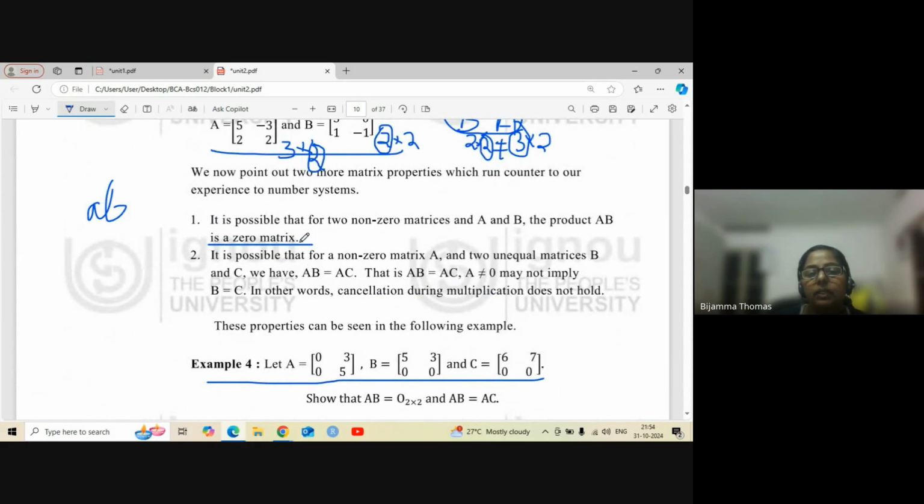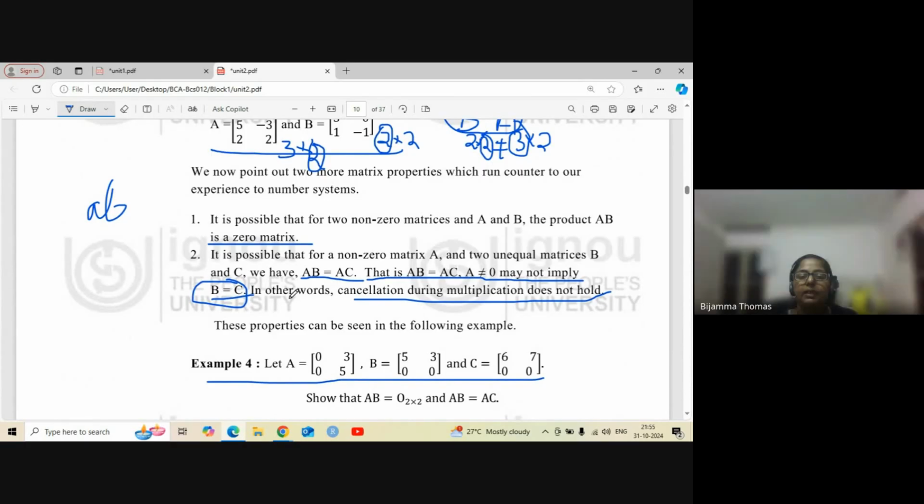It is possible, this is one property, for a non-zero matrix A and two unequal matrices B and C such that AB equals AC. We have three matrices A, B and C. The product AB is equal to the product AC, but that may not imply that B equals C. In other words, cancellation during multiplication does not hold. AB equals AC, and we cannot say that B equals C. Is it clear?